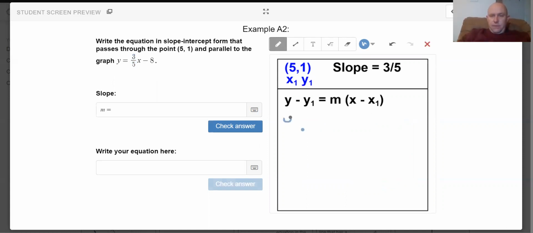So as I'm plugging numbers in for this then, y1, it says, is 1. My slope is 3/5. So I'm just going to fill that in here. x minus x1, so x minus 5. No double negatives this time, so I can just go ahead and start distributing here. 3/5 times x is just going to be 3/5 x.